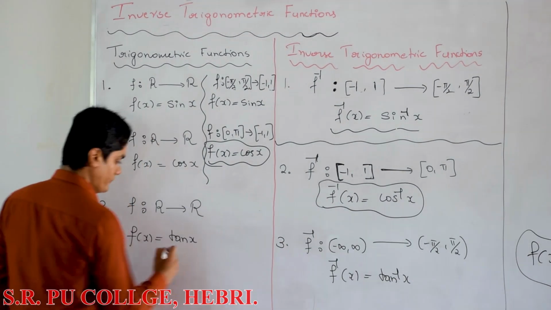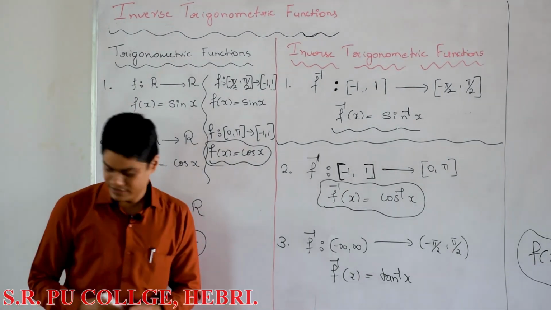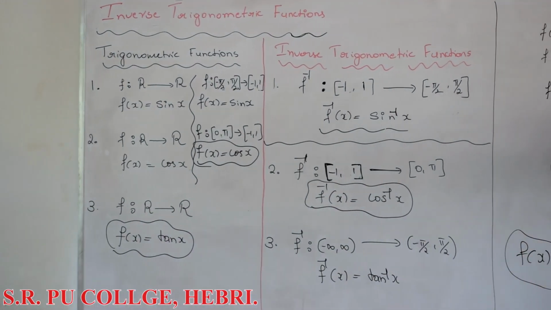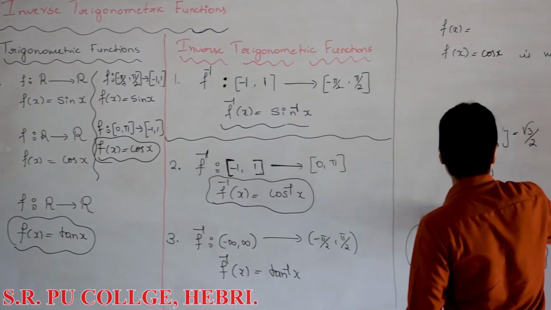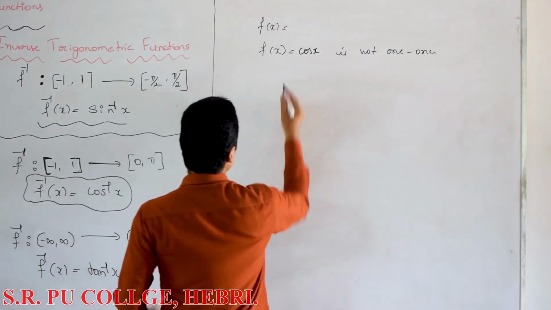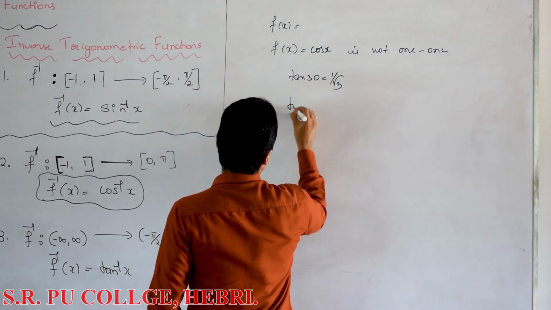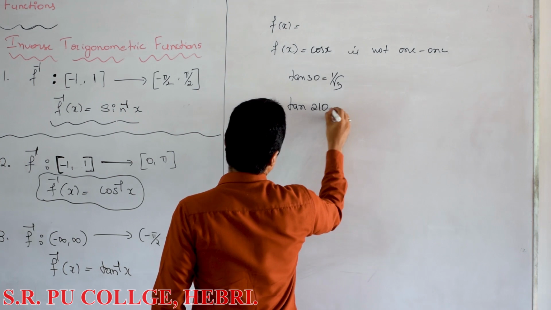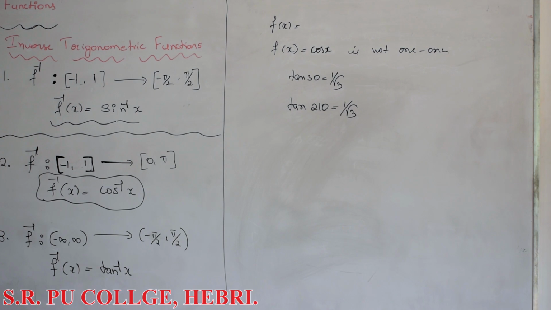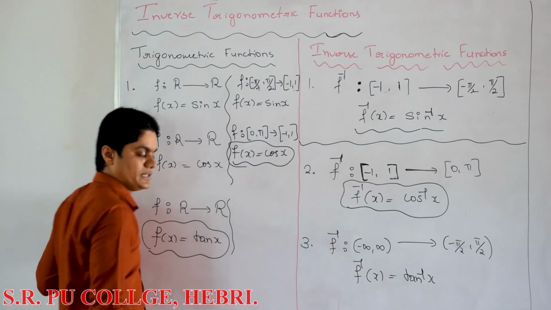The next one, the third trigonometric function, is tan x. Again the same problem: it is not a bijective function, because it is not 1-1. Why is it not 1-1? As you know, tan 30 is 1 by root 3, and tan 210 is also 1 by root 3. So two different elements map to the same thing, so it is not 1-1. Since it is not 1-1, with the original definition you cannot define its inverse.